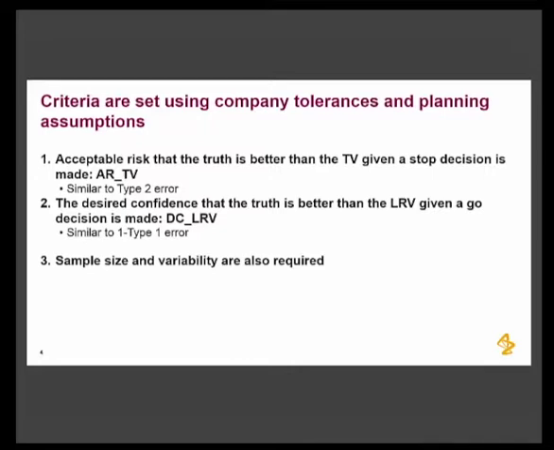Sample size and variability are also required, and those are a little bit different depending on the variable that you're thinking about trying to use as a decision variable. So you can imagine that if you're talking about a single arm binomial design, as you see in oncology a lot, that's going to be a different variability than you would have if you had a normal variable or something like that.